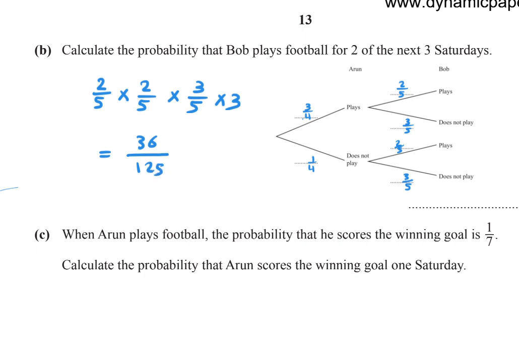C. When Aaron plays football, the probability that he scores the winning goal is 1 over 7. Calculate the probability that Aaron scores the winning goal one Saturday. So the probability that Aaron plays football is 3 over 4.